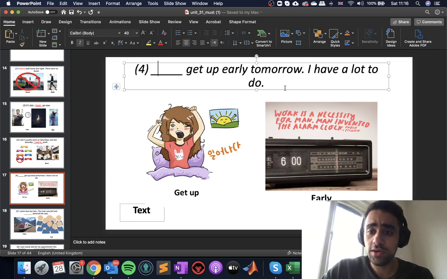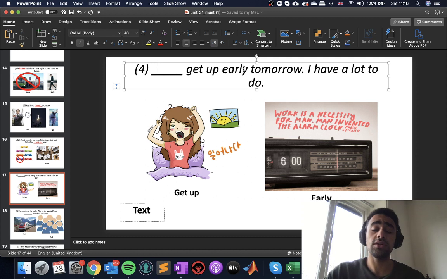"___ get up early tomorrow. I have a lot to do." So we are talking about tomorrow. So that's in the future. And as I said, with the future or the present, we use must. So in this case, it will be: I must get up early tomorrow. I have a lot to do.